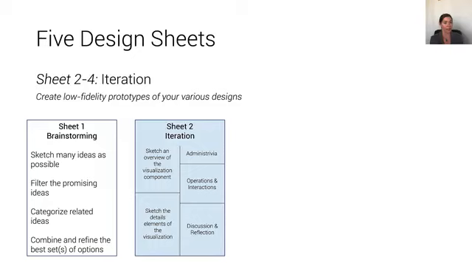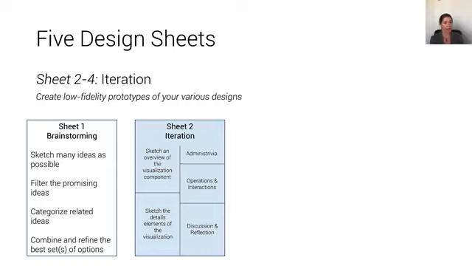And the basic idea behind an iteration sheet is that we have different ways we're going to probe the idea that we've pulled from our brainstorming sheet. So we're going to look at an overview of the general component we're iterating on, sketch out the details or the focused elements of one of those components, and outline the operations or interactions involved with that component.